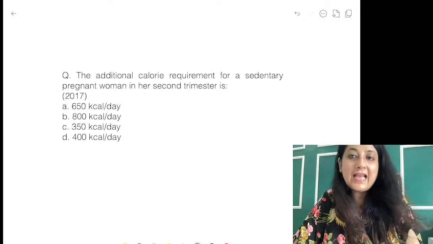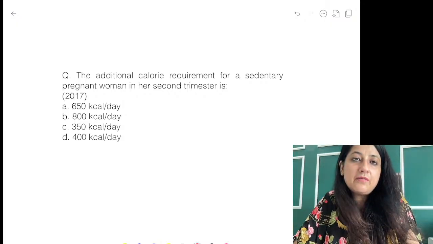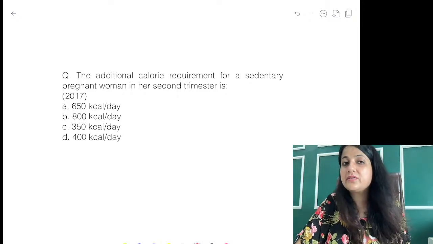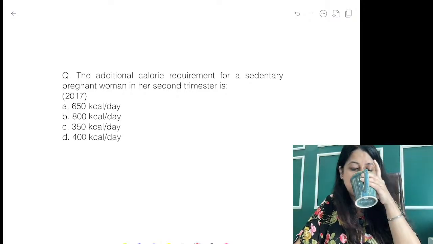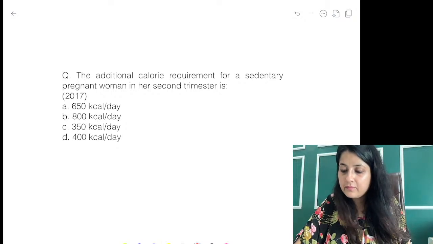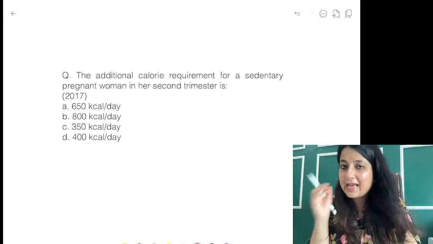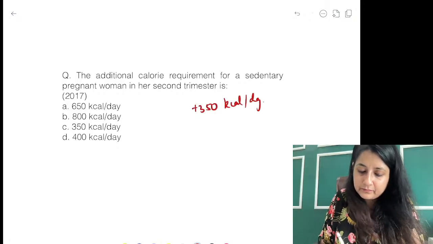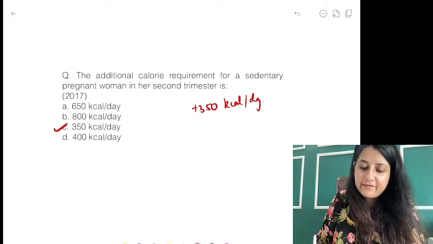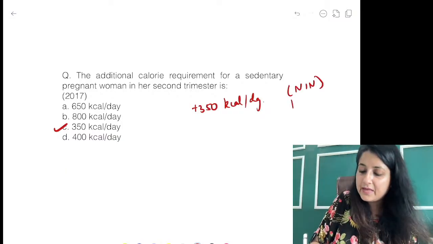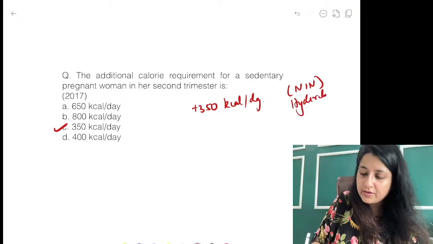Now, some of the calorie requirements. The additional calorie requirement for a sedentary pregnant woman in her second trimester is... On an average, in all the trimesters, plus 350 kilocalories per day. This is according to the National Institute of Nutrition, whose headquarters is in Hyderabad. On an average.